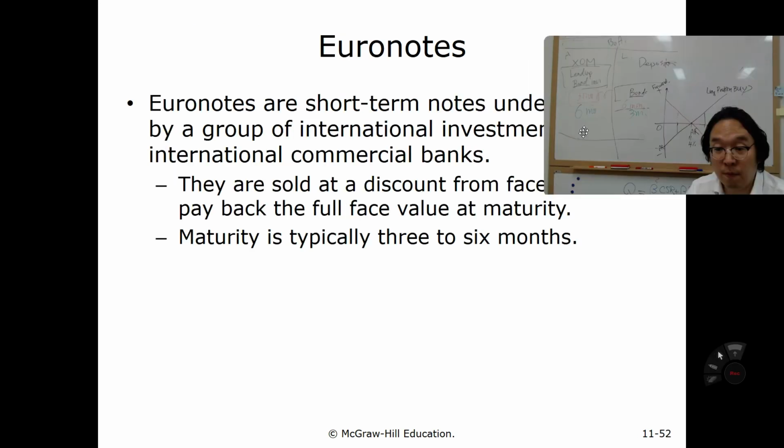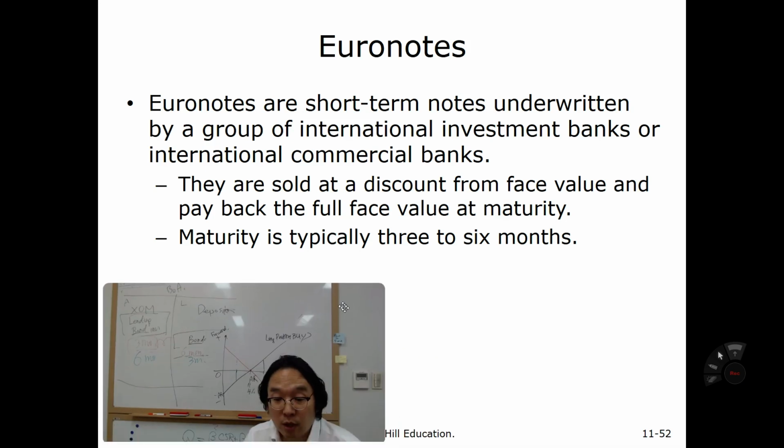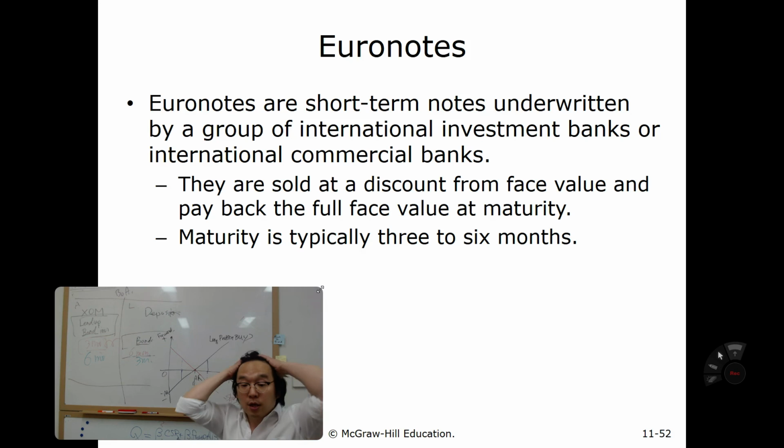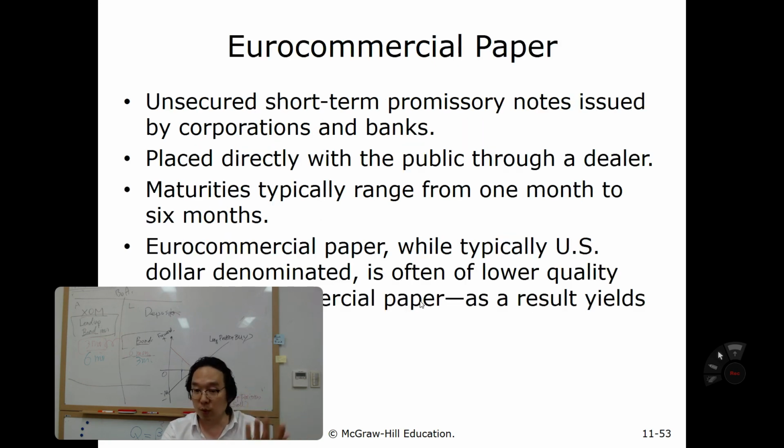Now, so the forward market is there to hedge your interest rate risk. And the euro notes are short-term notes underwritten by a group of international investment banks or international commercial banks, and then they are sold at a discount from face value and pay back the full face value at maturity. Maturity is typically 3 to 6 months, and the euro notes, euro commercial papers, and so on are there for you as instruments.